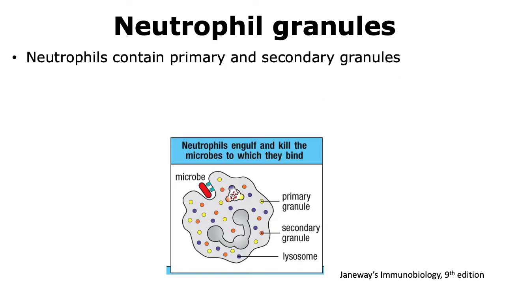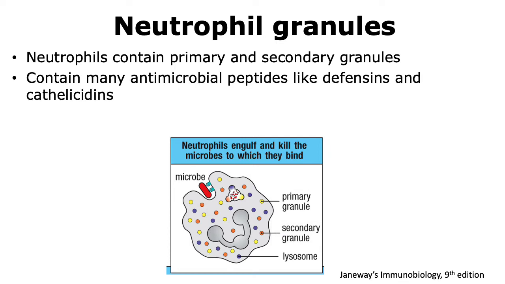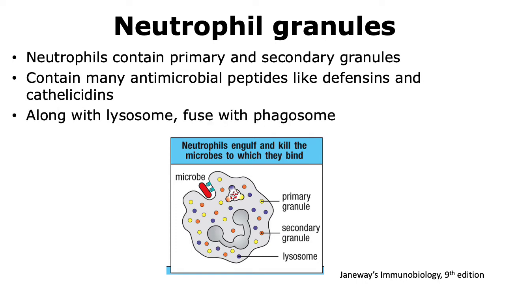Let us now look at the role of certain primary and secondary granules that are present in neutrophils. As you know, neutrophils are granulocytes, and they're called granulocytes because in the cytoplasm we see granules. In neutrophils we have primary granules and secondary granules, and these granules contain many antimicrobial peptides like defensins and cathelicidins. We had learned how defensins and cathelicidins work in terms of destroying or killing microorganisms. Now these granules along with the lysosome can fuse with the phagosome, and that way the defensins, cathelicidins, and other antimicrobial molecules present in these granules can act on the microorganisms.